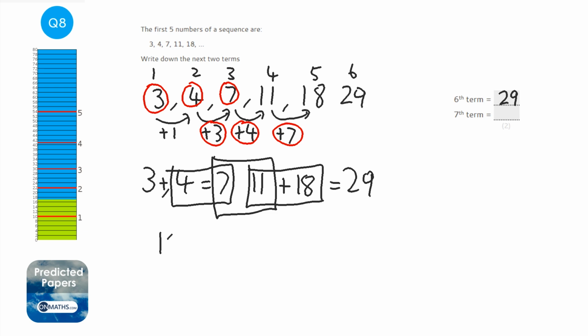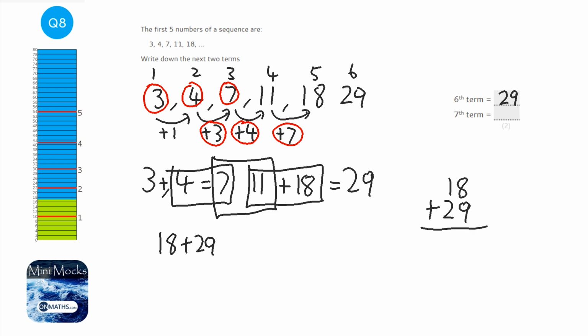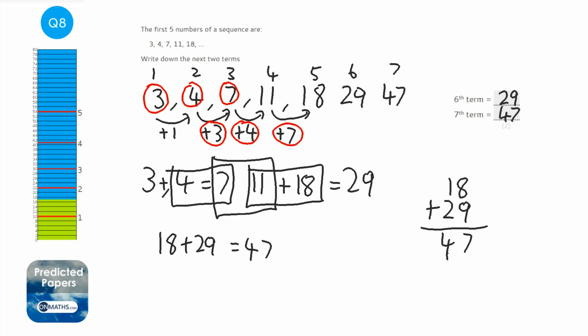Then we need to add the 18 and the 29 together. And when the numbers get big, if it's not on the calculator paper, you can just add them like this. So 9 plus 8 is 17, and that's going to be 3 plus 1, which is 4. So it's going to be 47. So the seventh term is going to be 47. So always just check that the sequence isn't a Fibonacci sequence before you start to panic and think, what is this sequence? Always check for a Fibonacci sequence, which is just that the previous two terms are added together to make the next term.